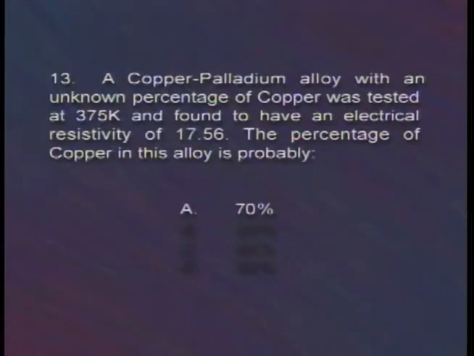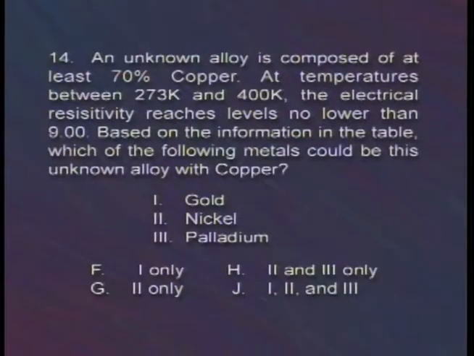Question 14. An unknown alloy is composed of at least 70% copper. At temperatures between 273 degrees Kelvin and 400 degrees Kelvin, the electrical resistivity reaches levels no lower than 9.00. Based on the information in the table, which of the following metals could be this unknown alloy with copper? 1, gold, 2, nickel, 3, palladium.